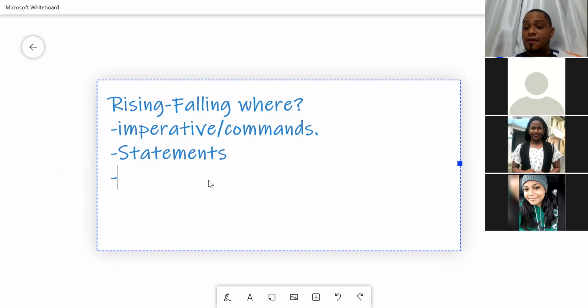Statements can be negative, okay? Because I can say, I love you, which is a positive statement. And I can say, I don't love you, which is a negative statement. But it's a statement anyway. Which are the type of questions that belong to rising, falling intonation?